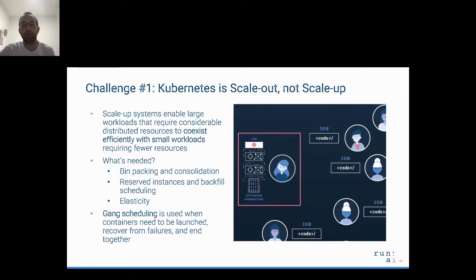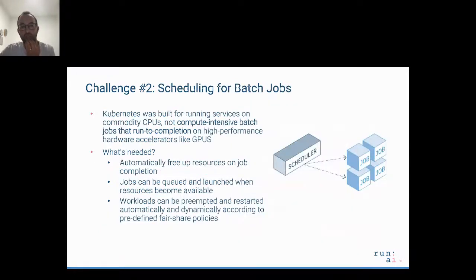So these are all kinds of capabilities that Kubernetes does not yet have. The second challenge is scheduling for batch jobs. Just like we saw in the demo, usually deep learning training jobs are jobs that run to completion. They're very compute intensive, right? They need very expensive and a lot of resources, but they run to completion on accelerators like GPU.